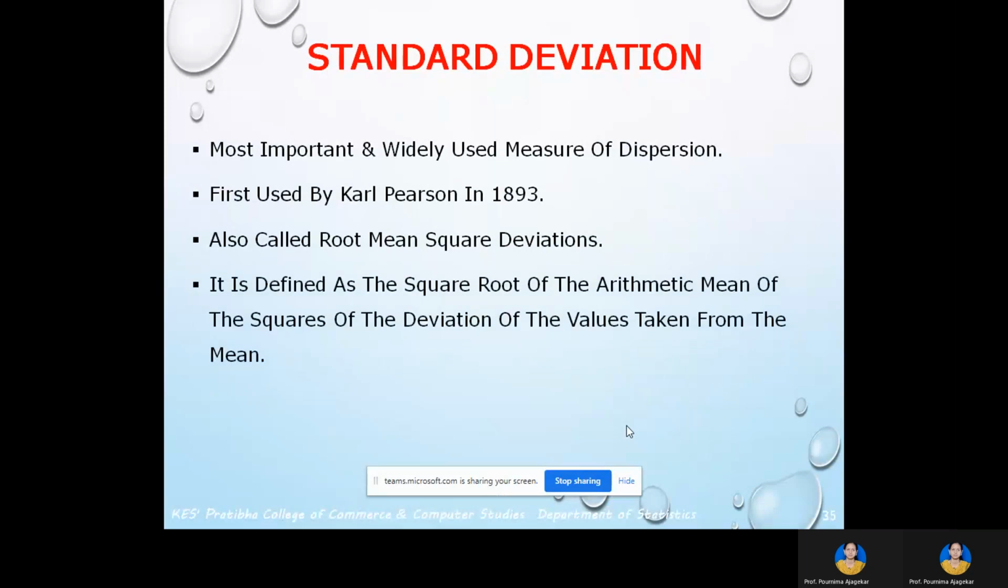It is defined as the square root of the arithmetic mean of the squares of the deviations of the values taken from the mean. So to compute this standard deviation, firstly we have to take the deviations of observations from mean, then we have to consider squares of those deviations, then we have to find the arithmetic mean of those squares, and finally we have to compute the square root of that arithmetic mean. In this way we can compute the standard deviation for any data. It is denoted by sigma.